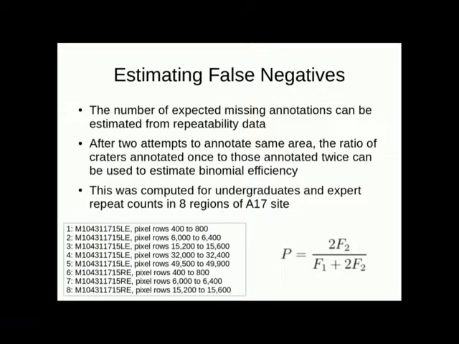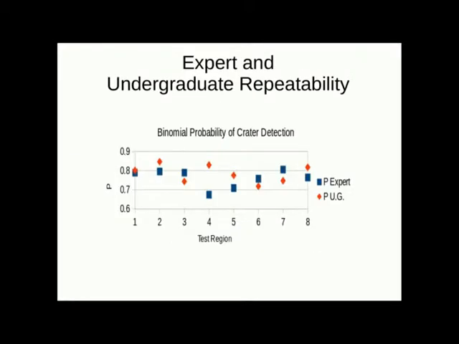Now, we've computed this for 8 different regions of the Apollo 17 sites using both undergraduates and Roberto, our expert crater counter, and the results are on the next slide. Now we can see across the 8 test regions the binomial success probability of crater detection for both expert and undergraduate is approximately the same, and we're typically looking at between 70 to 85% markup efficiency in one pass of the data.